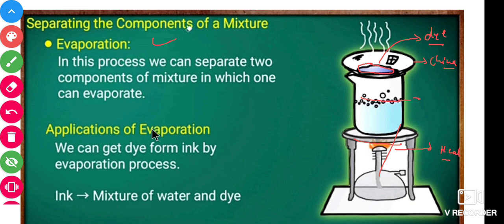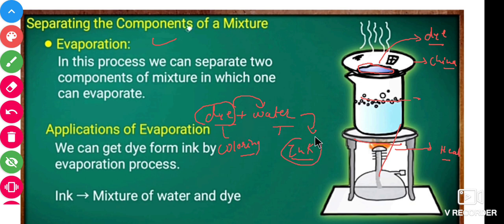What is dye? Dye plus water makes up ink. In the ink we will discuss the dye and the water. Dye is a coloring substance. Different kinds of colors are present in the dye, and the dye is mixed with the water, and then it forms the ink.